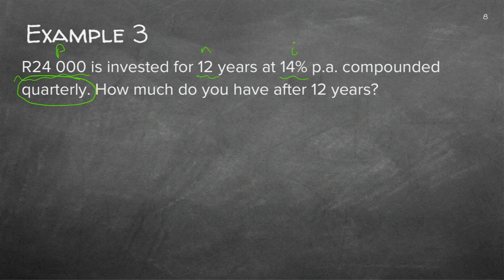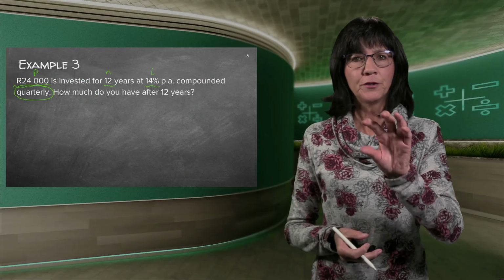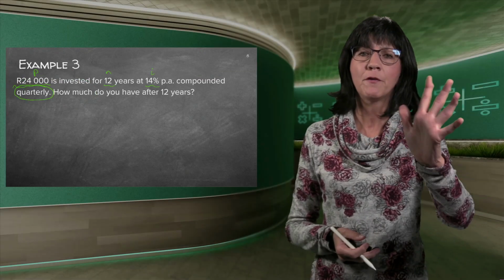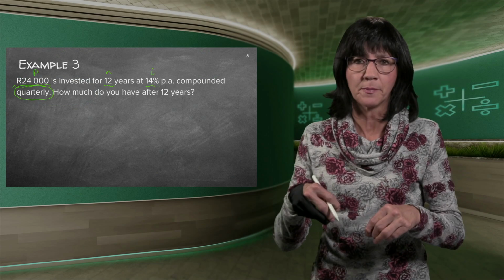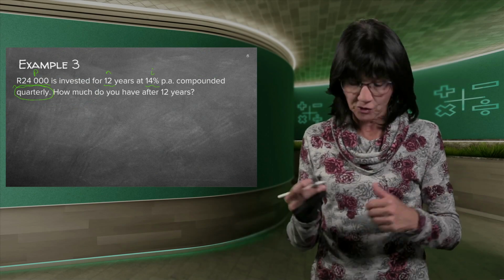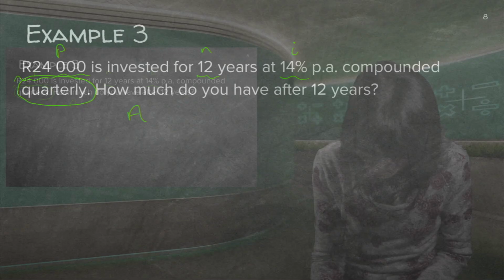So we already have the N is 12. Now let's just make very sure. Did they say anything about nominal or normal or effective? Let's read again. 24,000 Rand is invested for 12 years at 14% per annum compounded quarterly. How much do you have after 12 years? No word of effective or nominal. So if you don't read the word effective, you will never bother with that formula that this lesson is about. You will just carry on and do your normal investing.